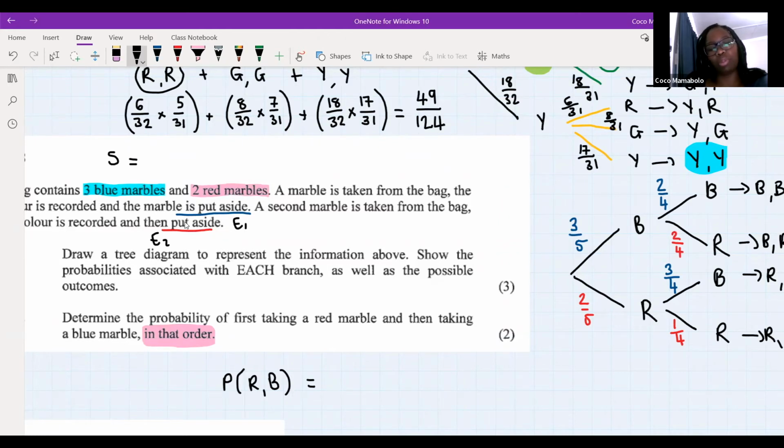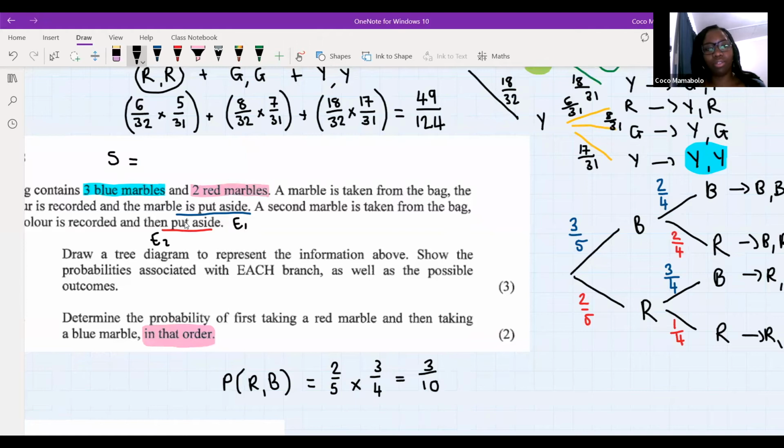Okay, let's see how we could possibly get 3 over 10 or 1 over 5. Let's see. So if I had red first, I would have gotten 2 over 5 multiplied by blue next, which would have been 3 over 4. And this would give me 2 over 5 multiplied by 3 over 4, which is indeed 3 over 10.